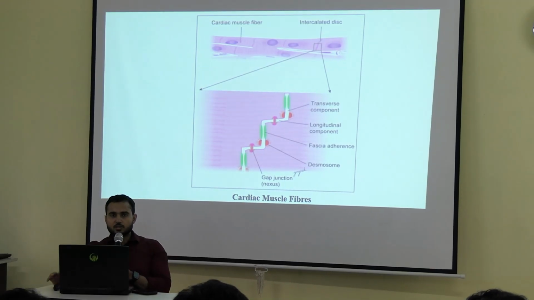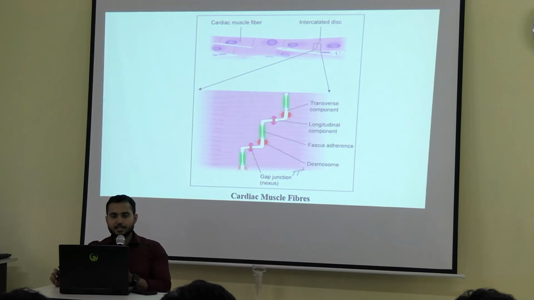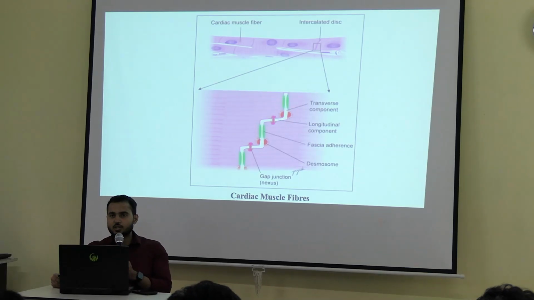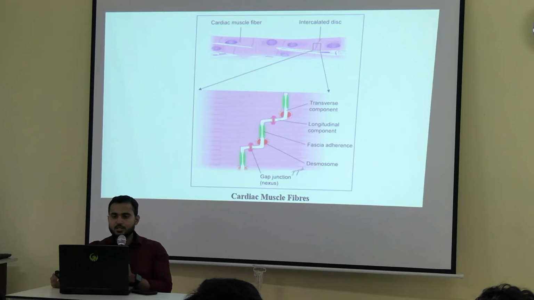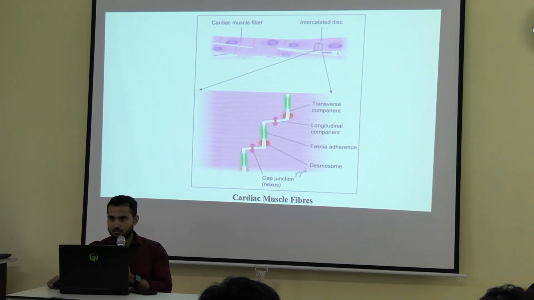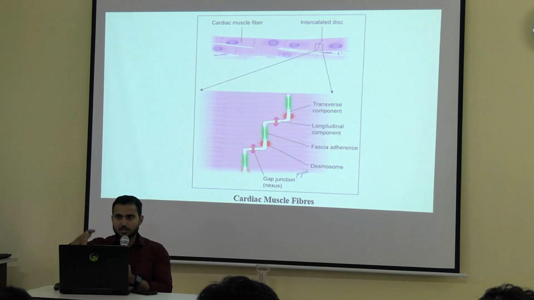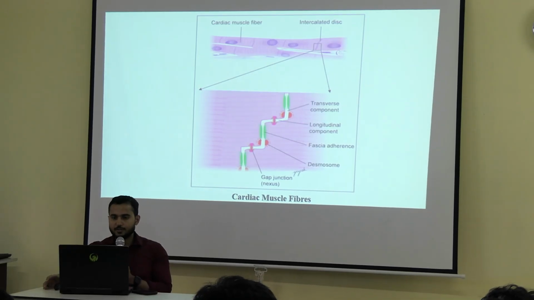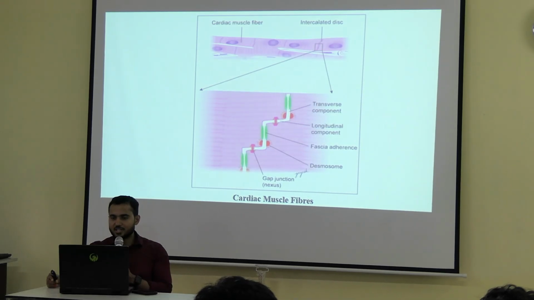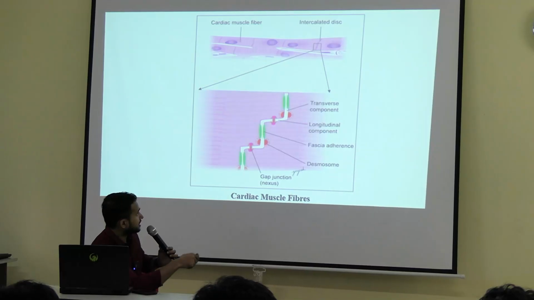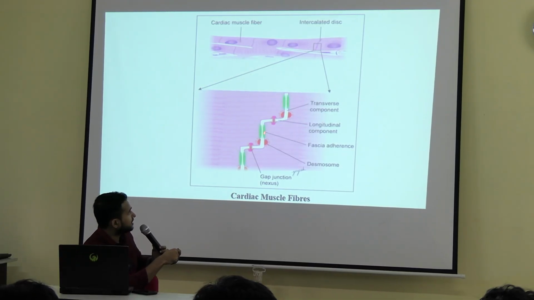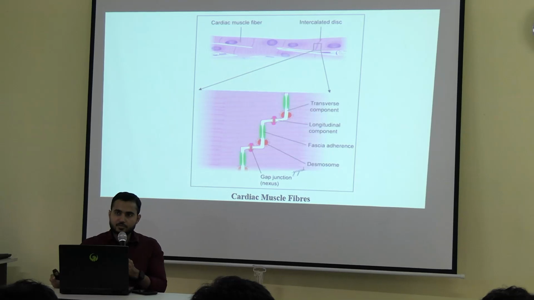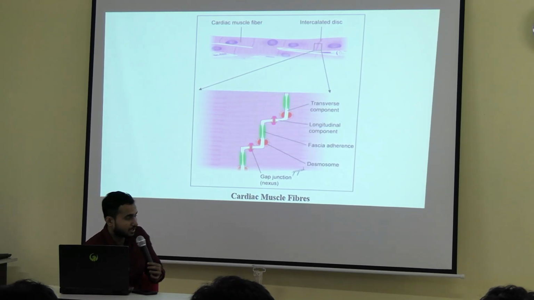Now, let's go to the intercalated disc. If you see the intercalated disc, two components are there, as you can see in the diagram. One is a transverse component and another one is a longitudinal component. The transverse component is lying perpendicular to the myofibril, and the lateral or longitudinal component is parallel to the myofibril. Next, the transverse component consists of fascia adherens and desmosome. In the transverse component, you are getting the fascia adherens and the desmosome. These two things are present in the transverse component. And in the longitudinal component, you are getting only the gap junction.